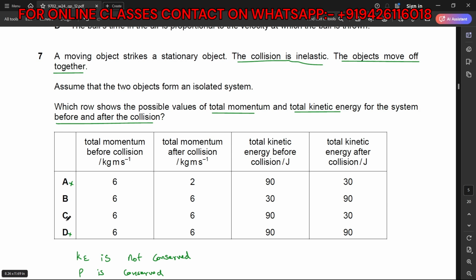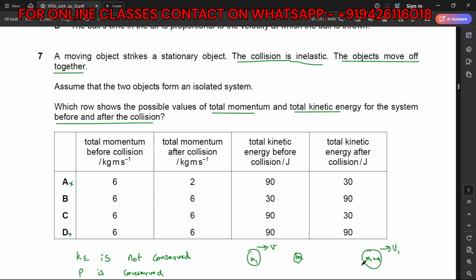So initially, there was some kind of an object that was rushing towards another object which was stationary, coming with some, let's say, velocity v. And let's say this is m1, this is m2. Now, after the collision, my m1 and m2 are going to be fused together and now move with a new velocity v1.